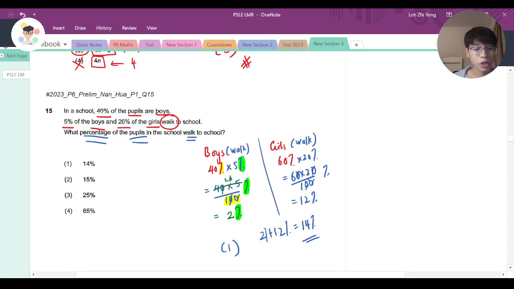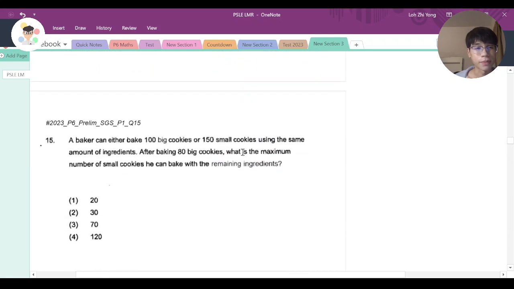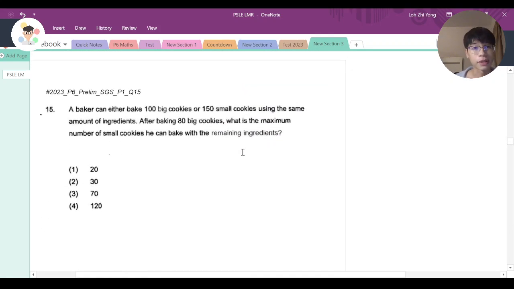Let's move on to the next question. This is from SGS paper 1, question number 15. A baker can bake either 100 big cookies or 150 small cookies using the same amount of ingredient. So basically you should know that 100 big ones is actually the same as 150 small ones. It's something to know. Now, after baking 80 big cookies, what is the maximum number of small cookies he can bake with the remaining ingredient?